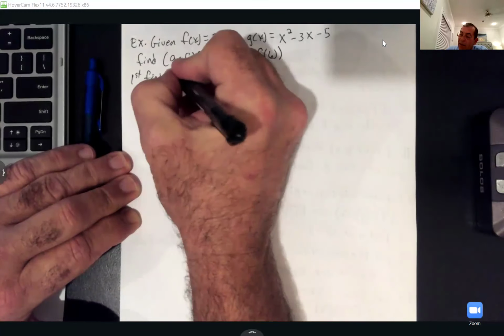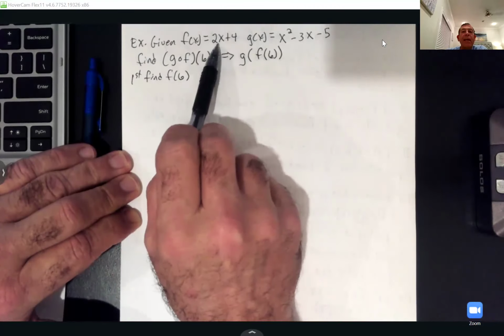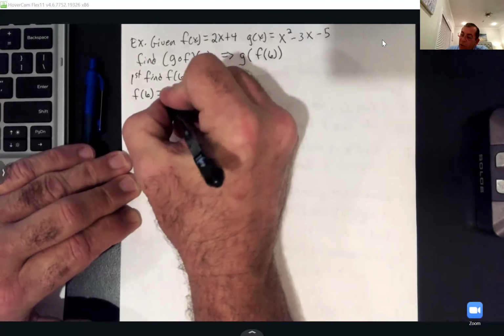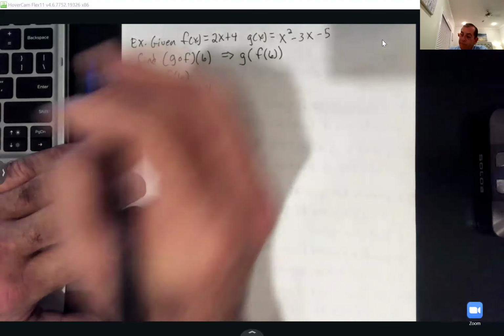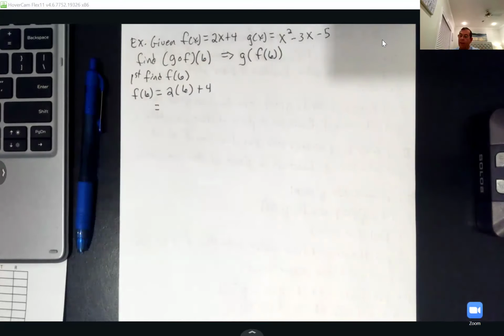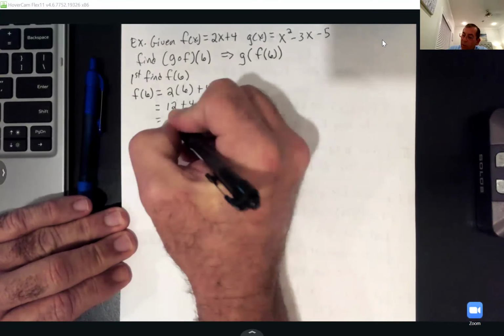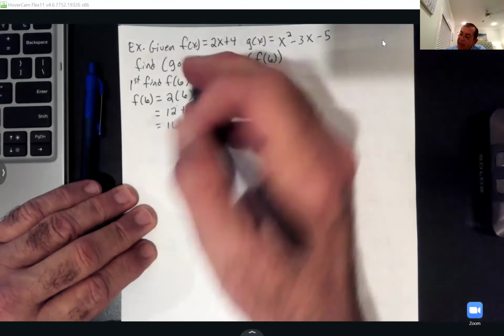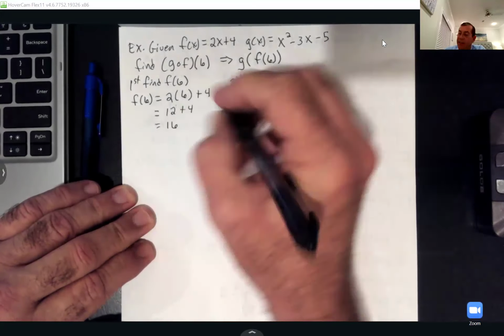So we're finding F of 6. We take our F equation and put a 6 in for that x. So y'all, F of 6 will equal 2 times 6 plus 4. All right, so y'all, what's that? 12 plus our 4. That's going to give us 16. There you go. All right, since F of 6 gave me 16, now we're going to find G of that 16.